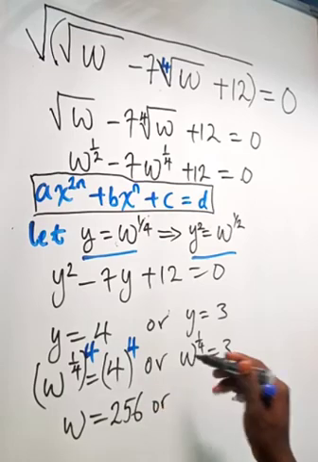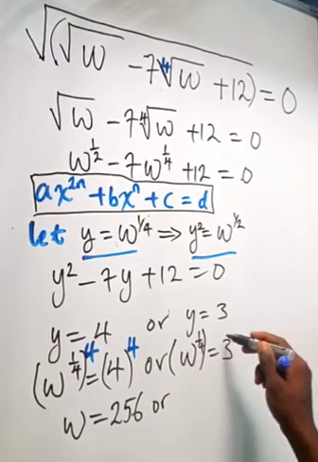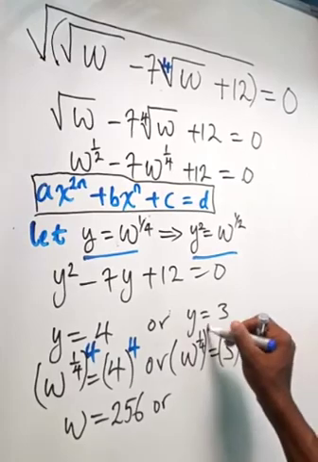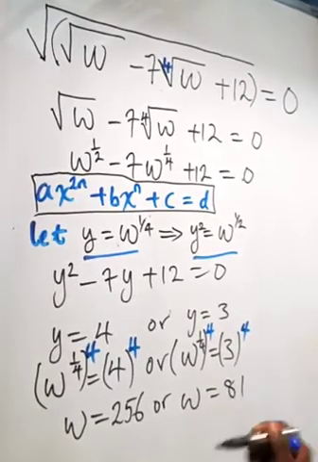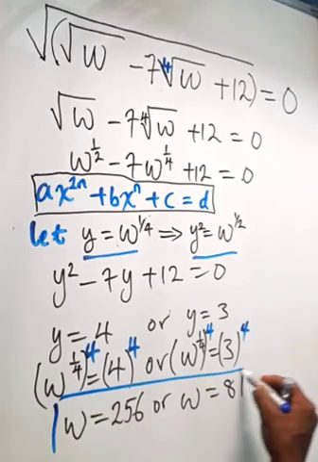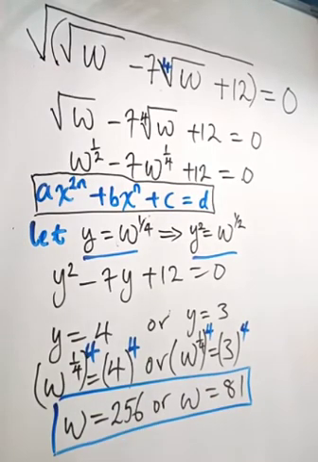Or, again here, we're going to do a similar thing. Raise this to the power 4 and raise this to the power 4. The 4 here will cancel out with this, and we're going to have w equals 3 to the power 4, which is 81. So these are the two values of w that will satisfy the equation. And in fact, they are real values.